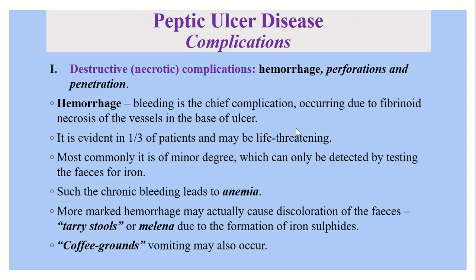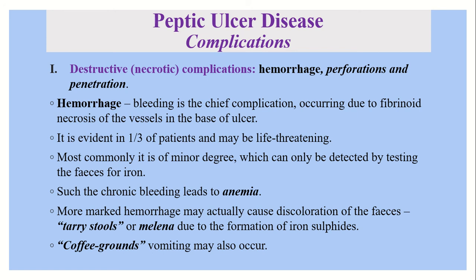Let me discuss the complications of peptic ulcer disease. We can group them into some groups. First, we call it destructive or necrotic complications: hemorrhage, perforation, and penetration. The hemorrhage is bleeding from the blood vessels located in the base of the ulcers, which occurs due to the fibrinoid necrosis. It is evident in one third of patients and may be life threatening. Most commonly, it is of minor degree, which can only be detected by testing the feces for iron.